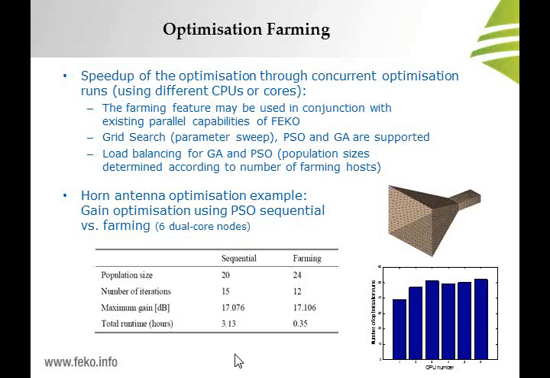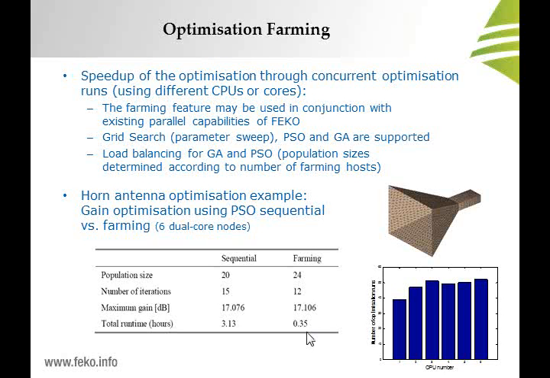Using farming, the algorithm automatically decides that the population size should be a multiple of the number of farming hosts, in this case 6, so it's using 24. It terminates after 12 iterations, and we see that the total time, instead of 3 hours, is about 0.35 hours, so it's roughly 10 times faster.